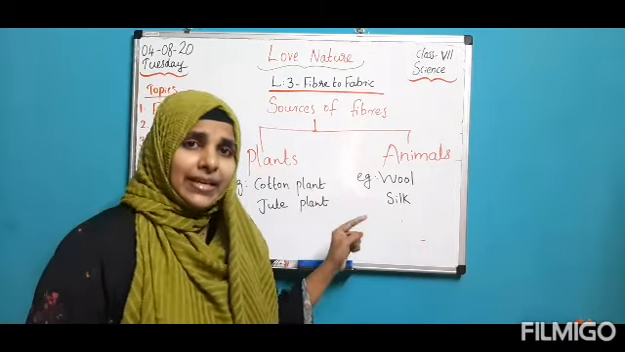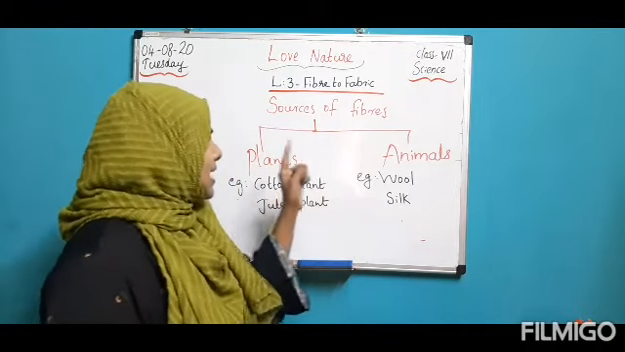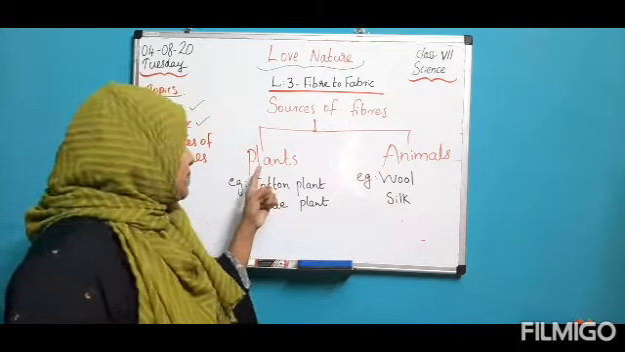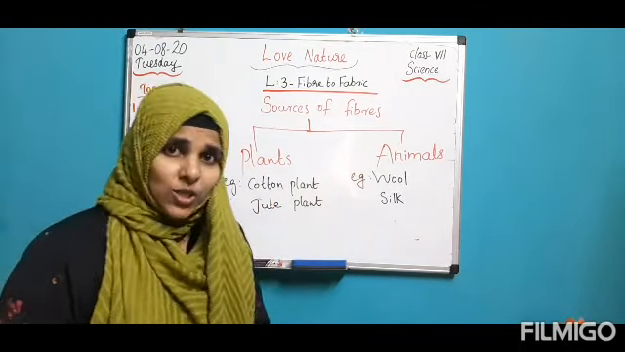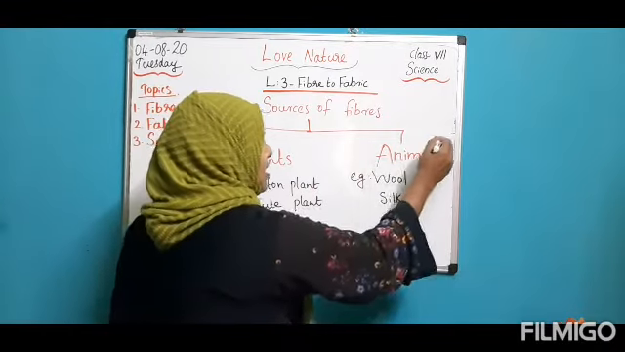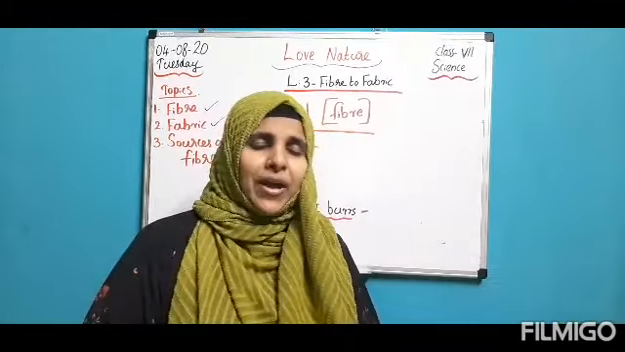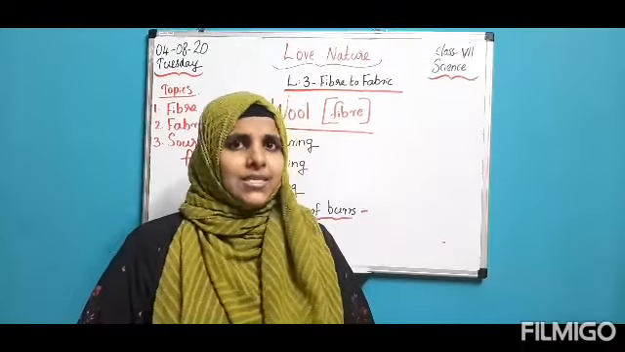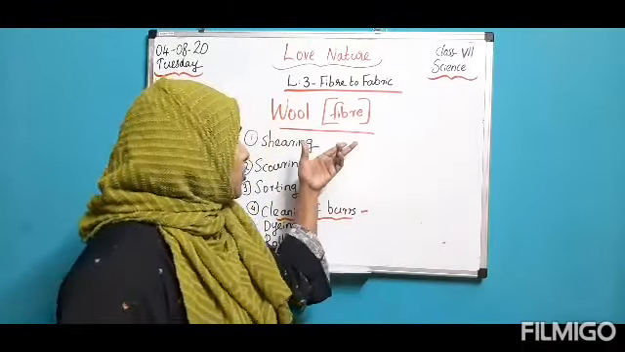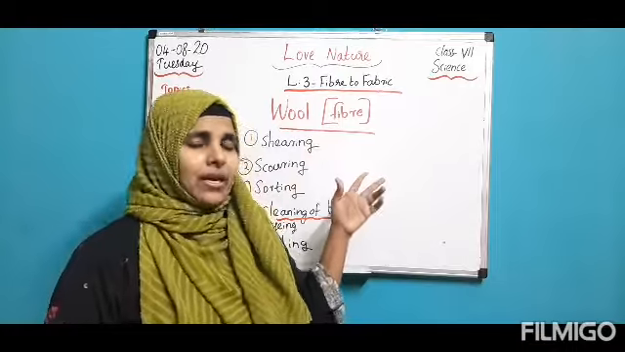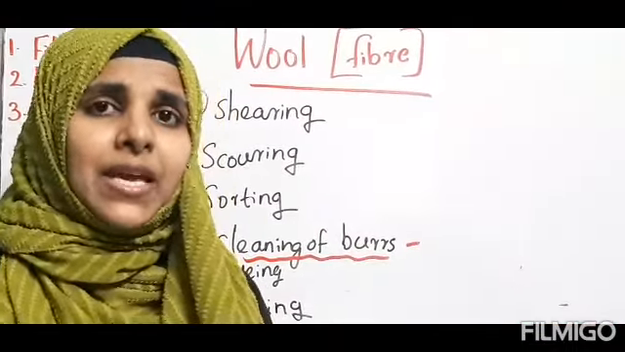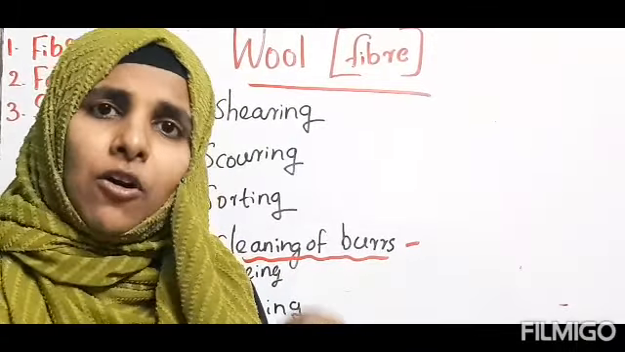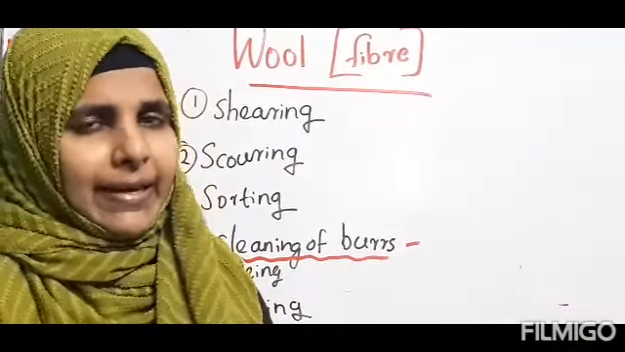Okay, dear children. We will get the fibers from plants and animals. These plant fibers you already learned in lower classes. Now I am going to explain about animal fiber. So two types of animal fibers are wool and silk. So now I am going to explain about wool fiber. From where we will get the wool, children? We will get the wool fiber from hair of the sheep or goat or camel or yak, like that.